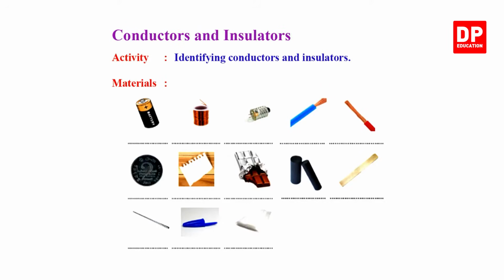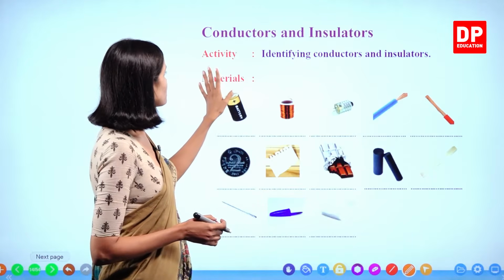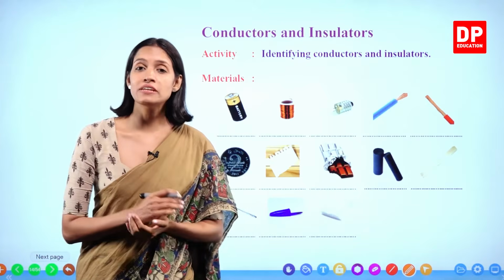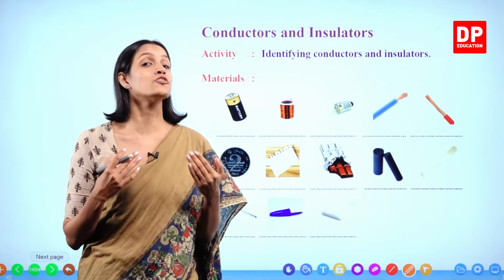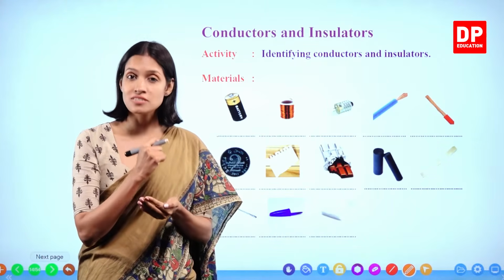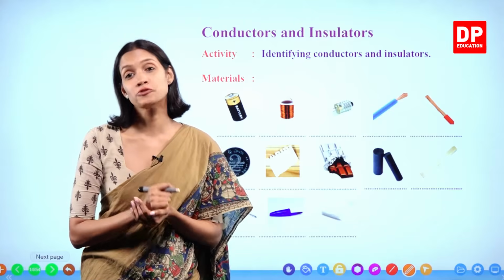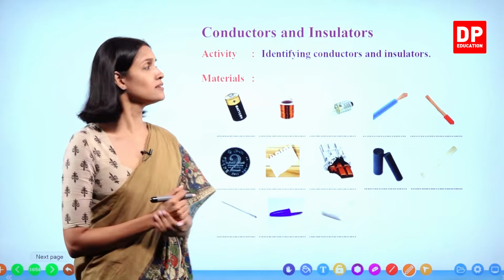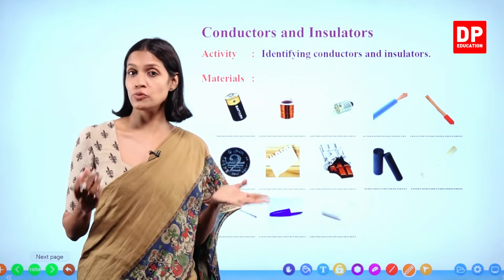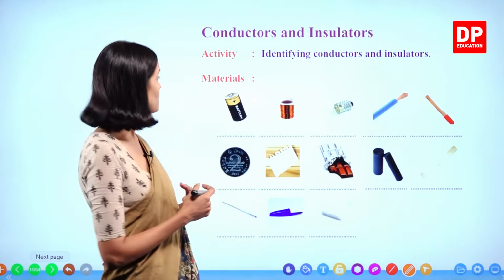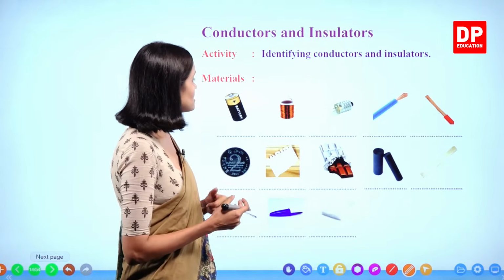Now we are going to learn a new topic, conductors and insulators. Right, children? The activity is identifying conductors and insulators. So far we learned about different types of circuits, how to prepare circuits, and now we know that when the circuit is a closed circuit, electricity flows through the circuit. Can we use just any material to make circuits, children? After doing this activity, you will understand the meaning of conductors and insulators. Okay? So, what are the materials we need?